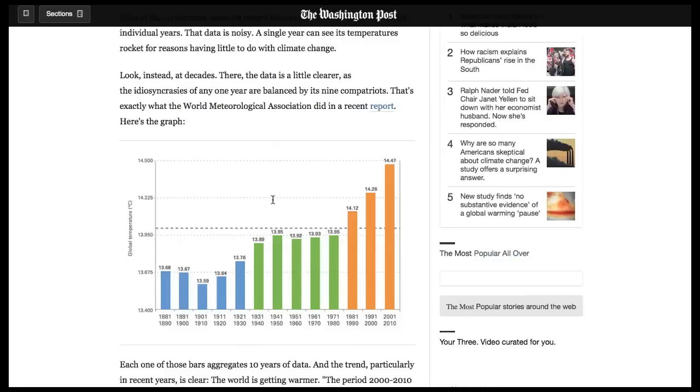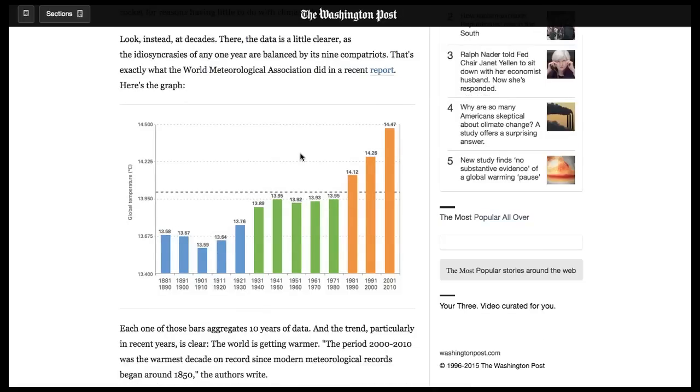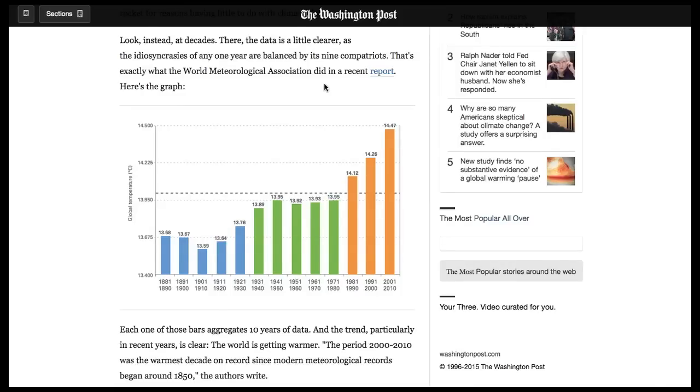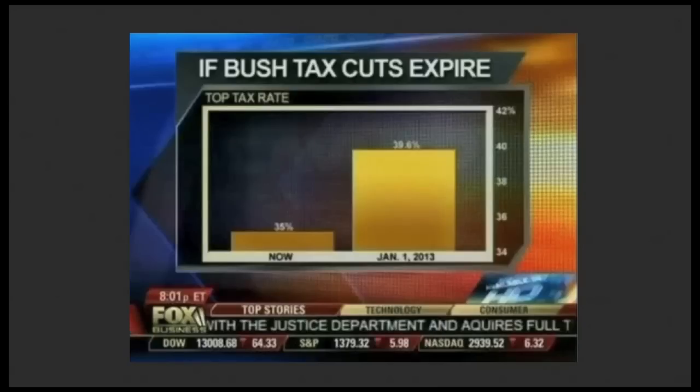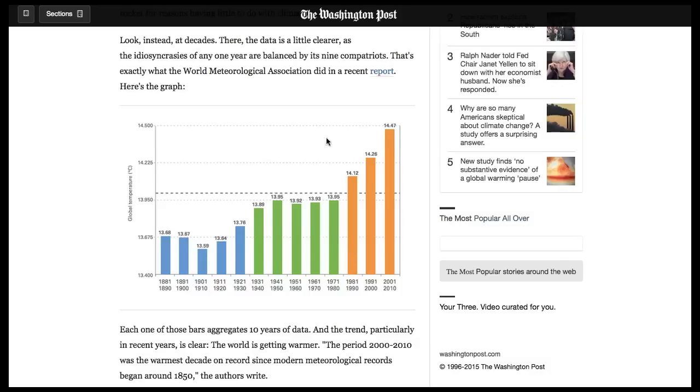But for some reason, I guess this is supposed to destroy any doubt about the idea of anthropogenic global warming. Again, that's a canard. That's the wrong thing. But anyway, even disregarding that, let's take a look back at what we just learned about truncating the y-axis on a bar graph. Oh, wait. Yes, that's exactly what happened here.